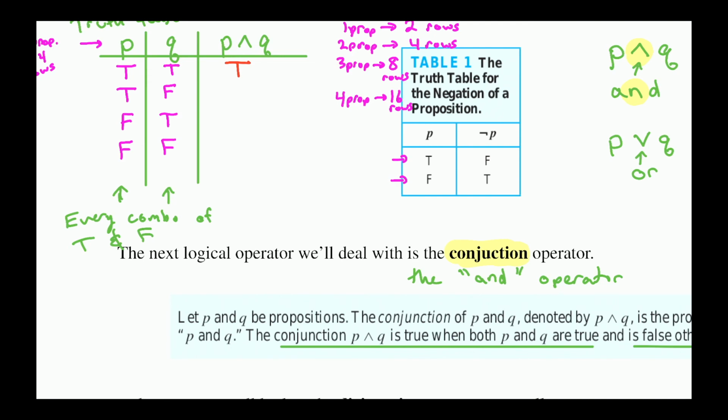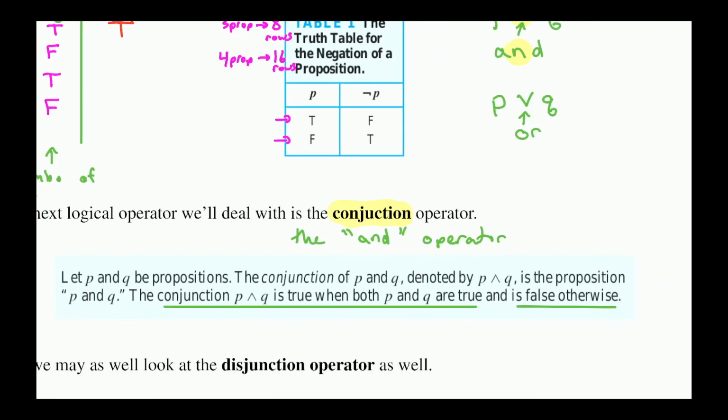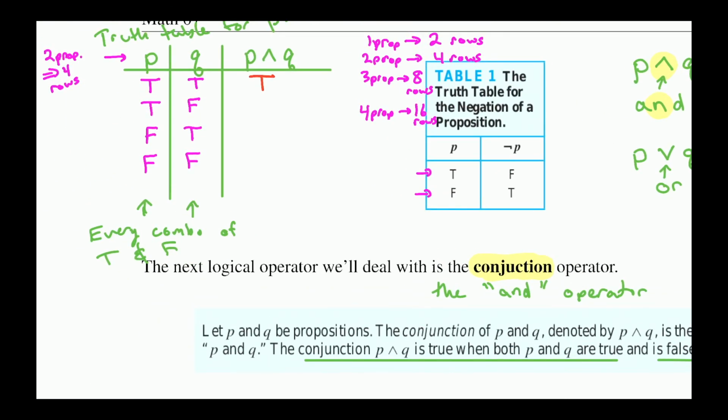Okay? Now what else does it say? False otherwise. Now when they say otherwise, what they mean is every other combination is going to be false. So you come here and you say all of the others are false. Only true, true is true. Okay? And that's the truth table for conjunction. That's the truth table for and. The only time it's true is when both things are true.